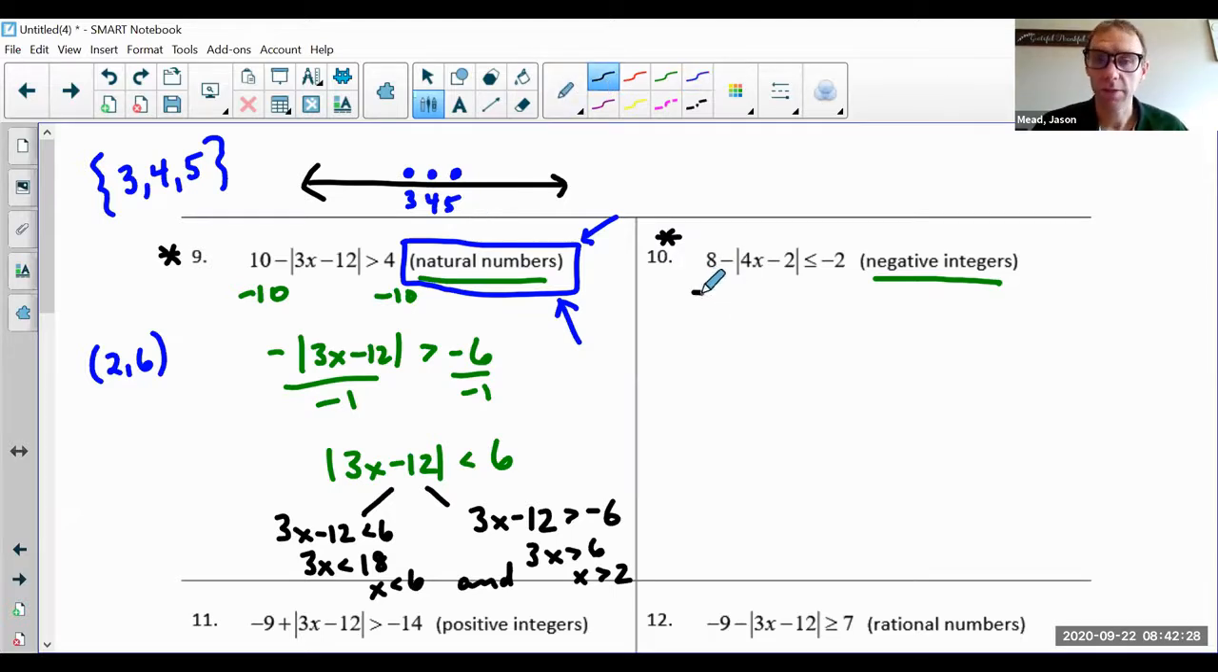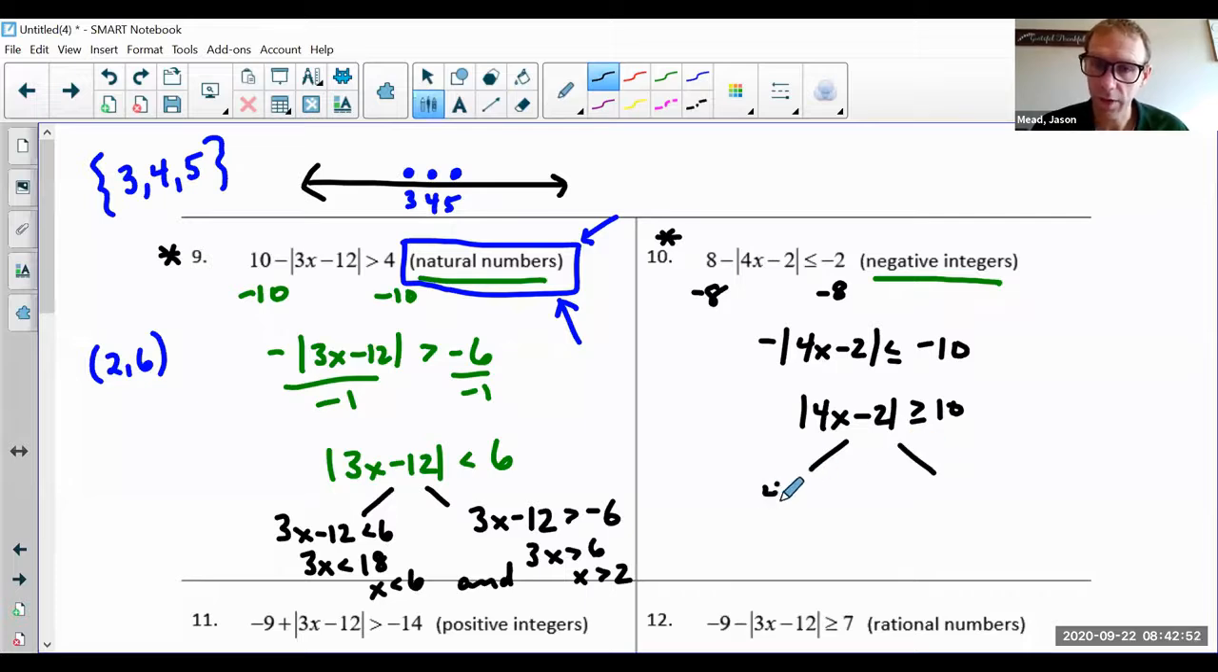Okay, number 10, I'm going to subtract 8 from both sides. So I have negative absolute value of 4x minus 2 is less than or equal to negative 10. Then I divide by negative 1. So I have absolute value of 4x minus 2 is greater than or equal to positive 10. So now I end up with two cases. 4x minus 2 is greater than or equal to 10, and 4x minus 2 is less than or equal to negative 10.